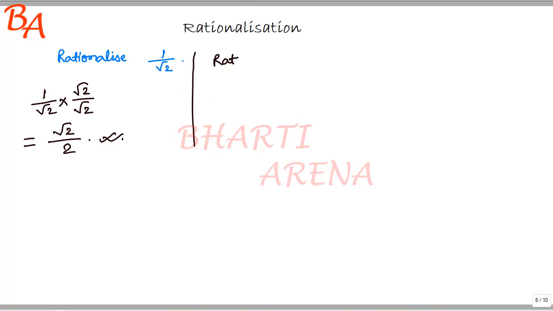Now we will take another example to rationalize 1 by 2 plus root 3. Here we will follow (a plus b) whole into (a minus b) equals a square minus b square. So in such problems, a plus b is in the denominator or a minus b is in the denominator. Whatever is given there, we just multiply that denominator by the another one.